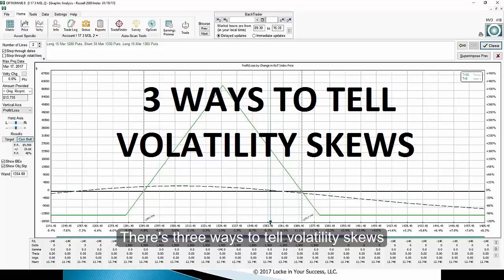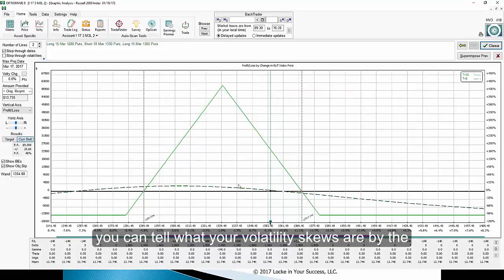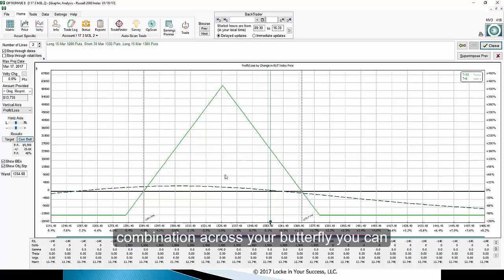There's three ways to tell volatility skews, by the way. You can tell what your volatility skews are by the profile of your T plus zero line, the profile and your delta combination across your butterfly. You can get a good feel from it there.